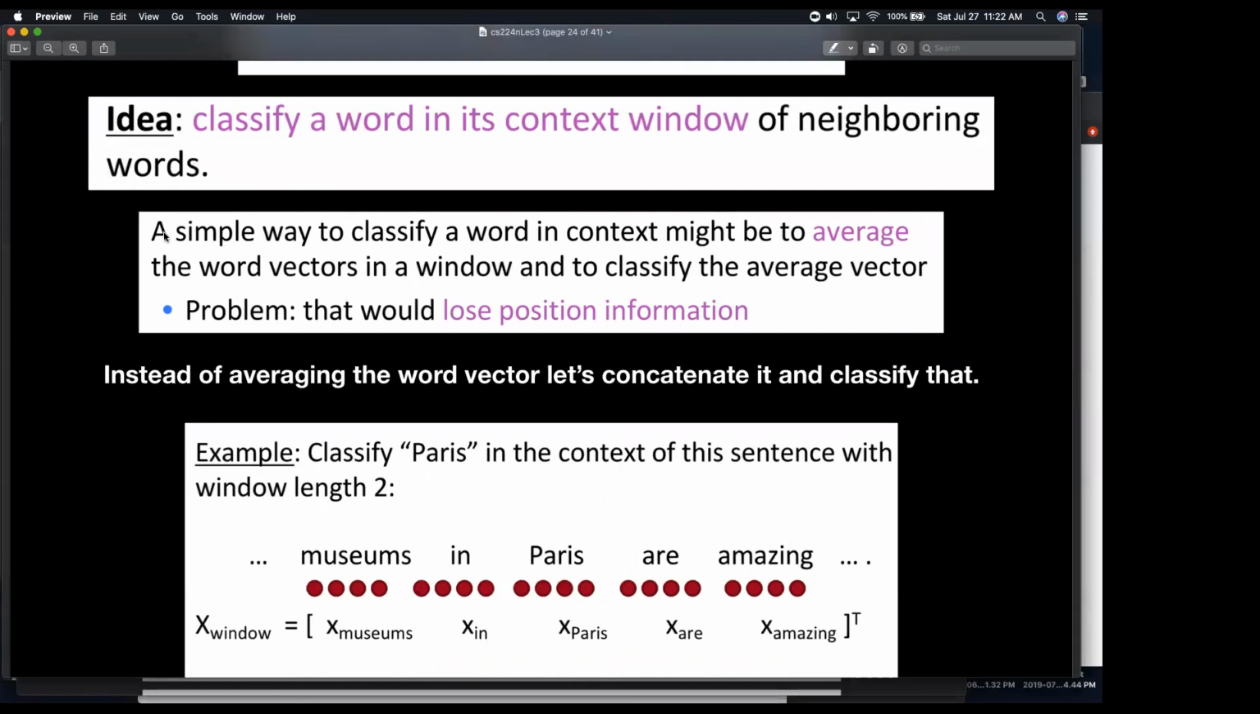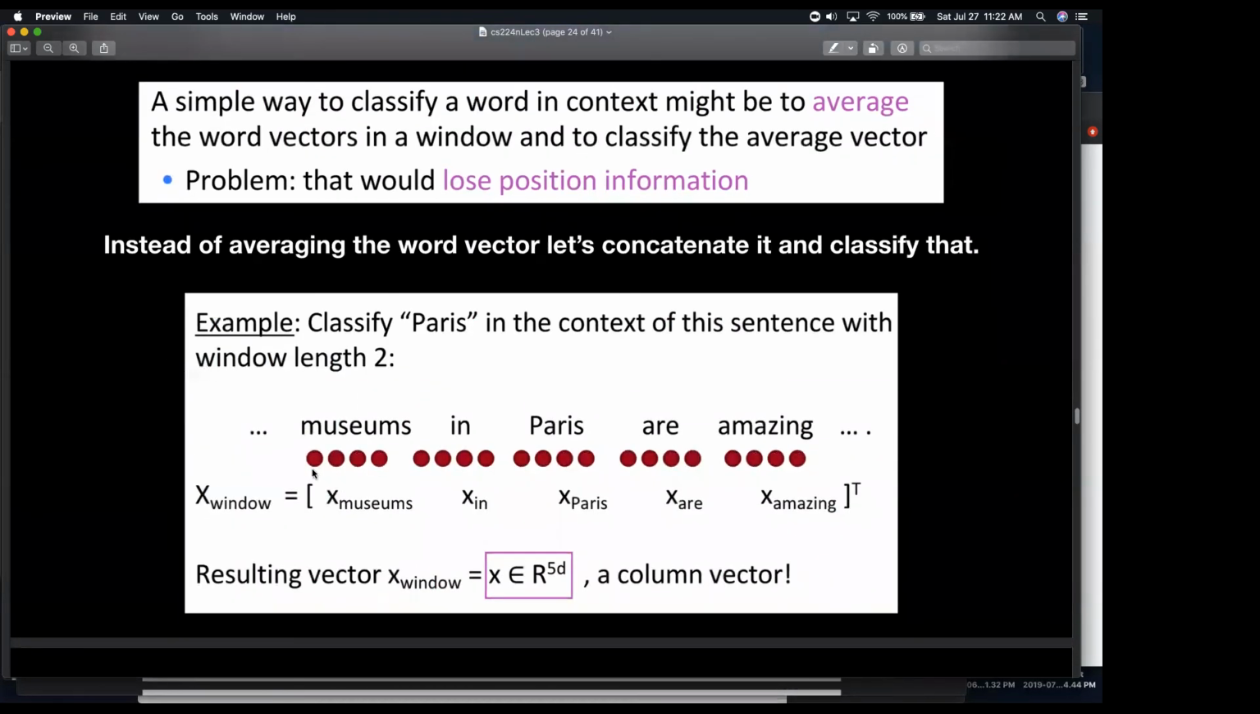The problem with the strategy that they first try is that, how about we take these 5 words, take their representative vectors, average them out, and then make a prediction based on that to help classify whether Paris is the location entity in the center of this sentence or not. The problem with that is you are losing positional information. This word museums followed by this preposition in seems super important to say that the next word that is going to follow is going to be a location.